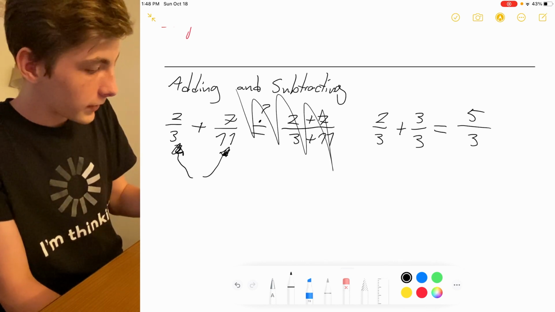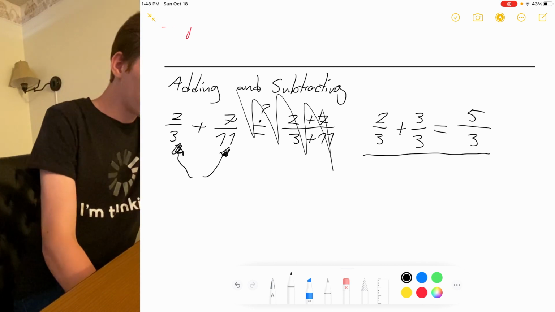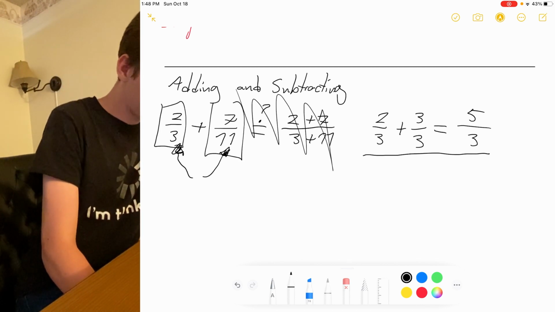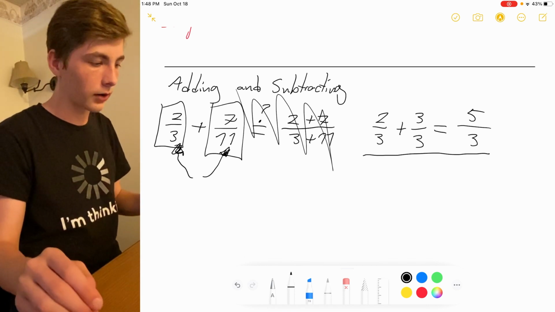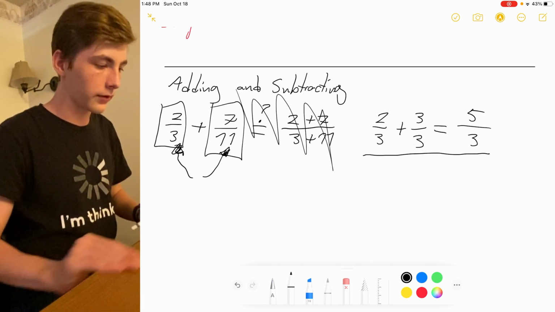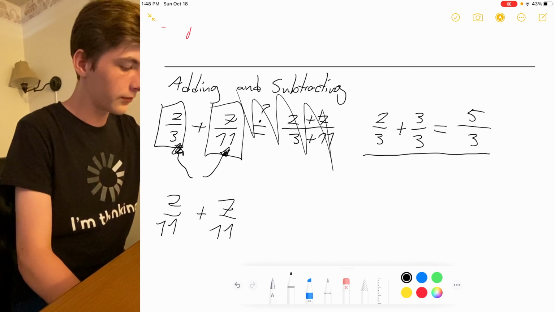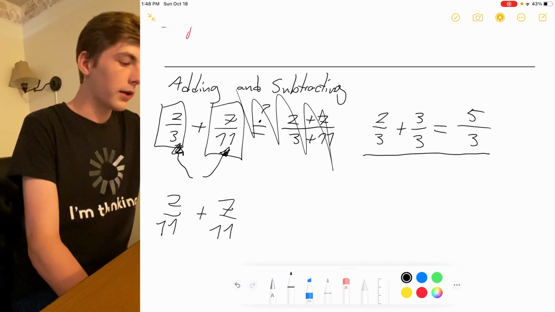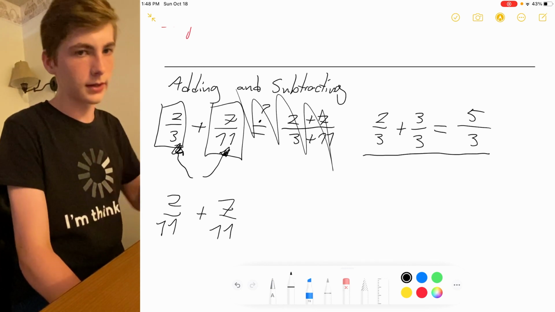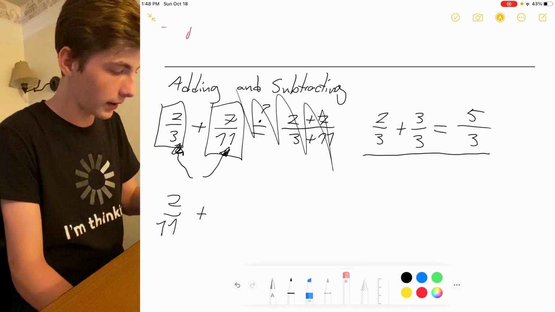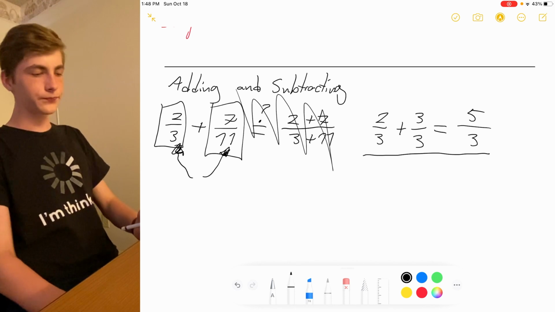So if we could get it to something like this, then it would become really easy. How could we get these two numbers, the 2/3 and the 7/11, to have the same number on the denominator without changing the actual value of the fraction? I could write it just as 2/11, and now they have the same thing on the bottom. But now this 2/11 is not equal to 2/3, so we just changed the entire addition, and we don't want to do that.